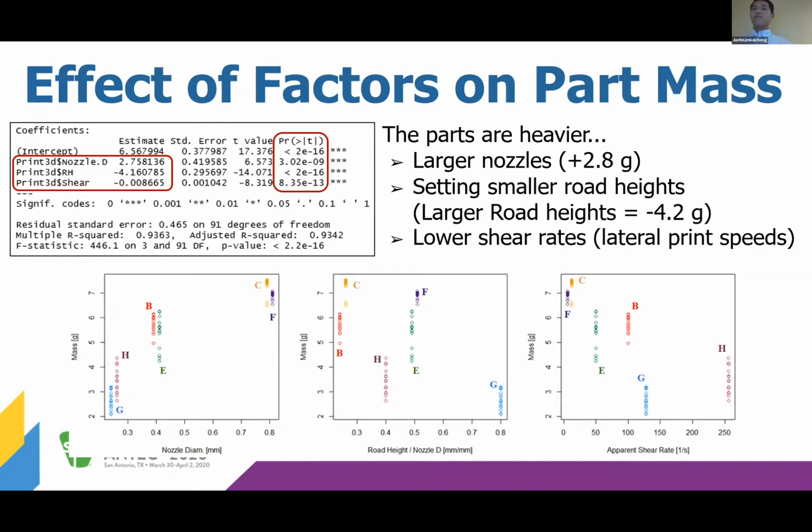In terms of printing at a higher height, you can see there's a bigger significance, where you actually have a big decrease in terms of your weight. We have a reduction of 4.2 grams. It was statistically significant to say that printing faster or slower does affect your part mass. However, again, this is very negligible in comparison to the 2.8 and 4.2 gram decreases, where printing slower or faster would have only changed your part mass by around 0.086 grams.